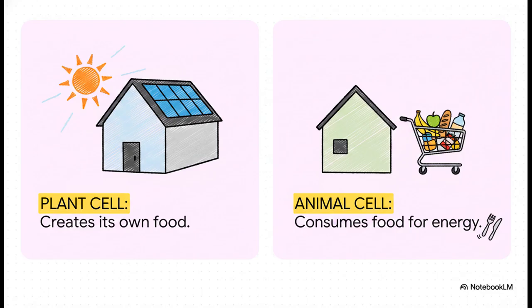If an animal cell is like a household that constantly has to go to the store to buy its fuel from the outside world, a plant cell is a self-sufficient household completely equipped with its own solar panels. Chloroplasts actively capture sunlight and turn it into stored chemical energy, granting the plant total independence.